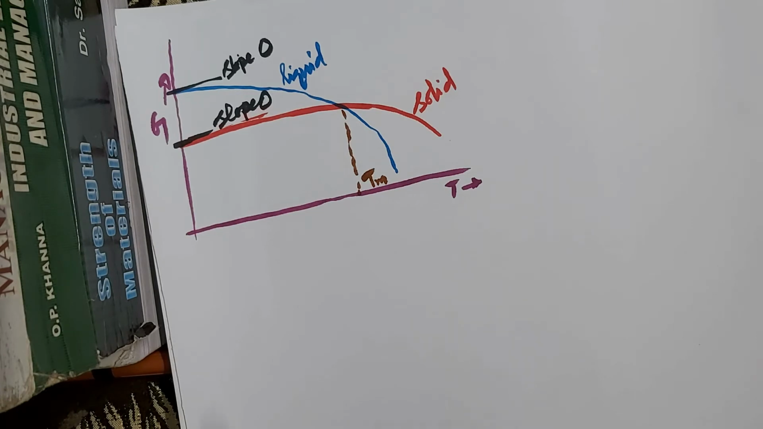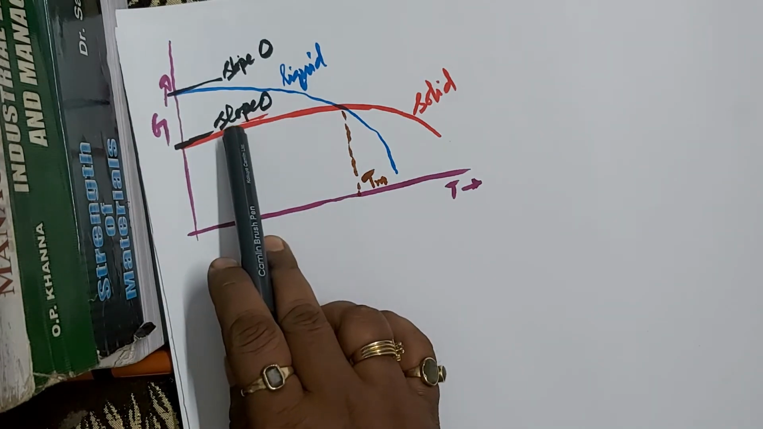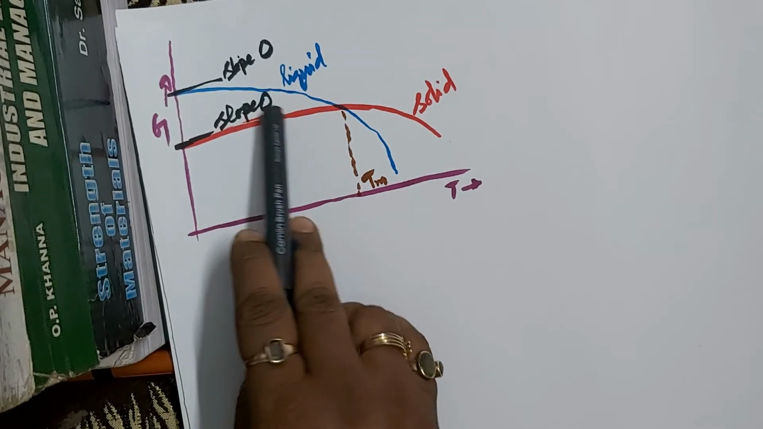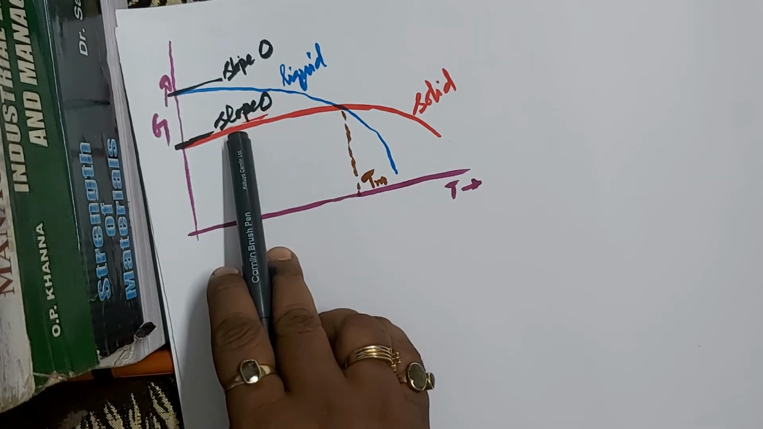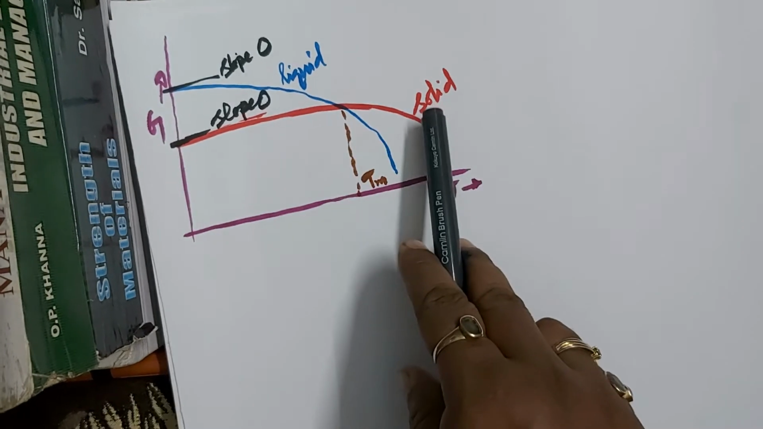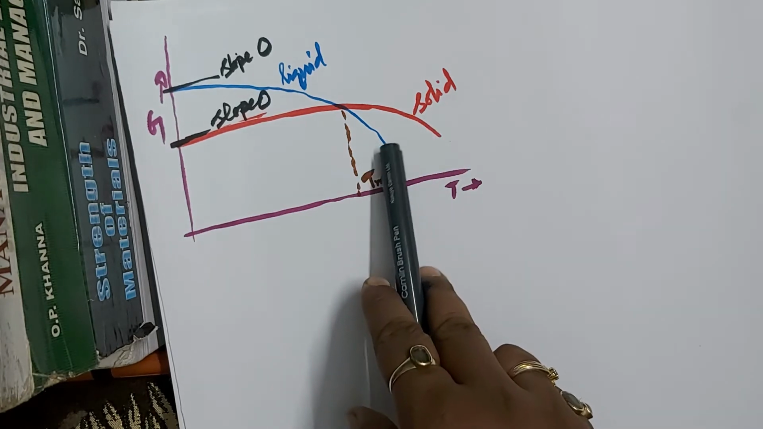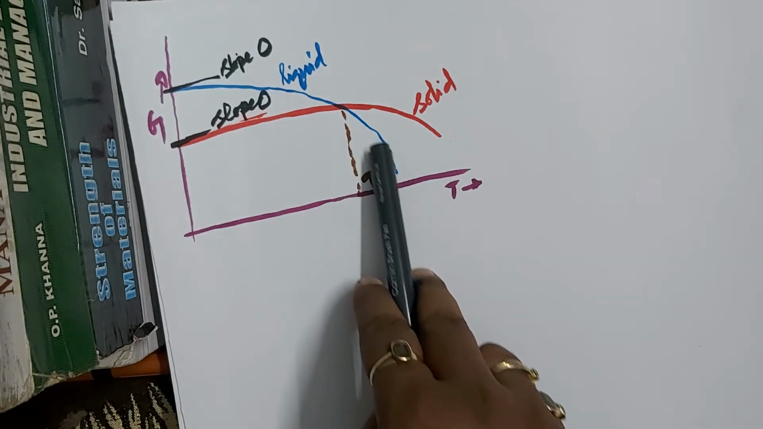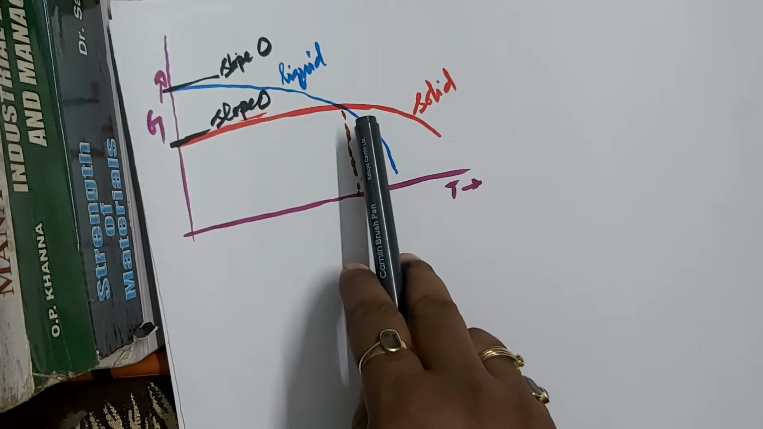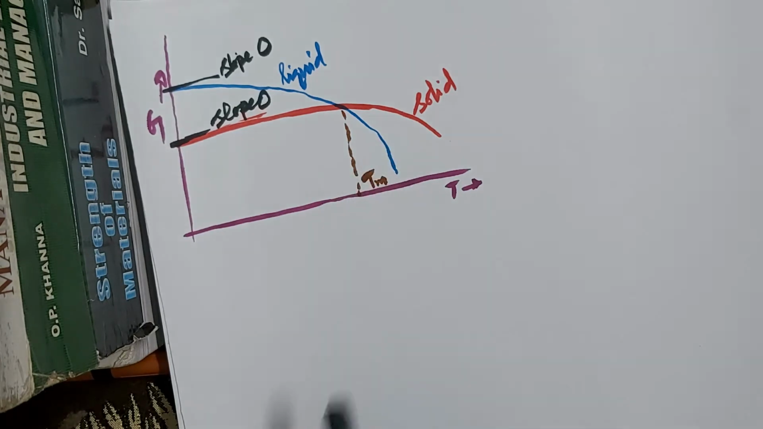Before the melting point, as the free energy of solid is less than the free energy of liquid, that's why solid is in equilibrium before the melting point. After the melting point, solid has more free energy than the liquid. That's why, as the liquid has less free energy after that melting point, the liquid state is in equilibrium after that melting point.